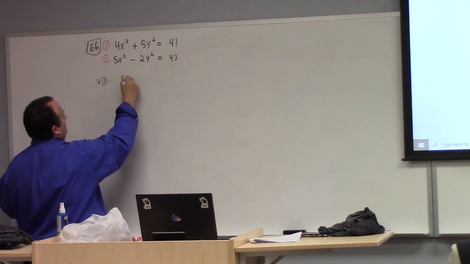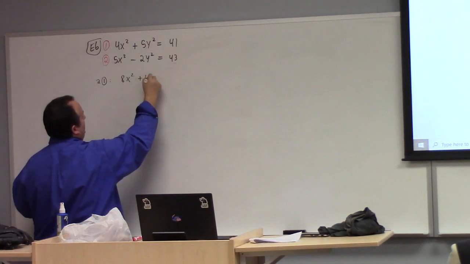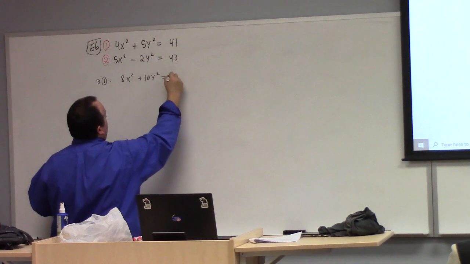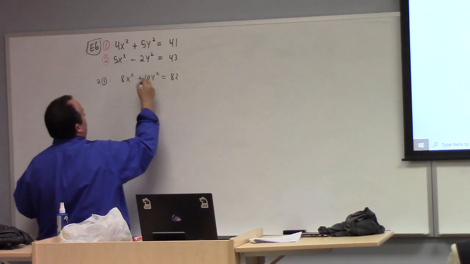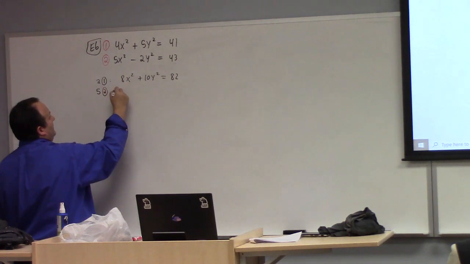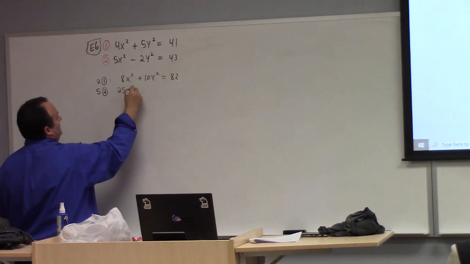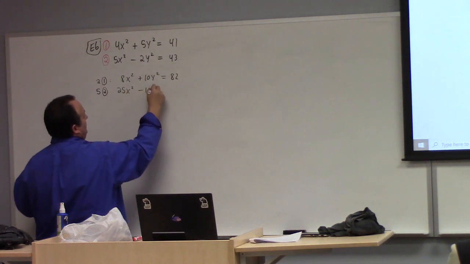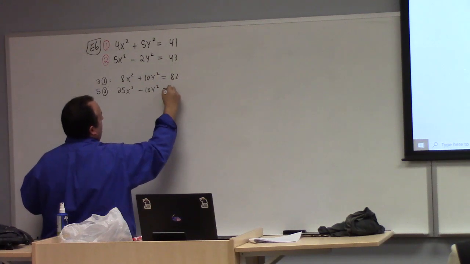So 8x squared plus 10y squared equals 82. And then multiply that one by 5, yeah? So 5 times equation 2 gives me 25x squared minus 10y squared equals 215.